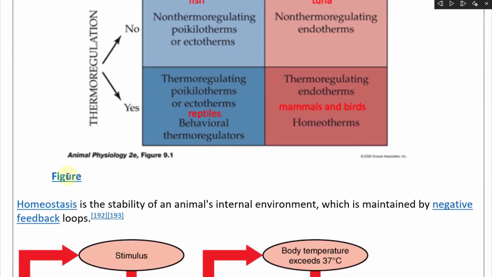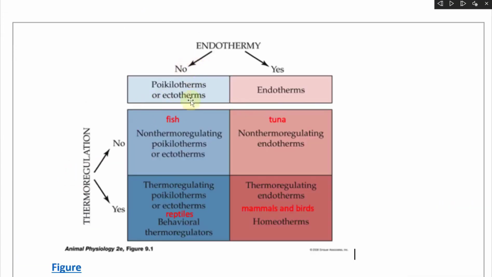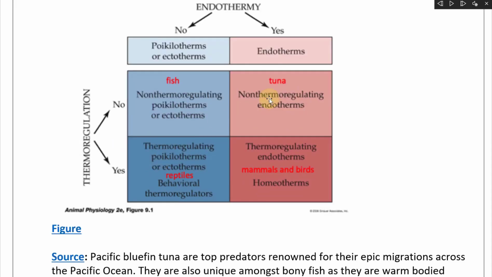So here's another figure to illustrate this. This figure is from Quizlet.com. All right, so we have another diagram right here. So we have endothermy. If it's yes, it's an endotherm, so if it produces energy. And now you have thermoregulation. You could have no. It's a non-thermoregulating endotherm, tuna. Yeah, this tuna is non-thermoregulating.